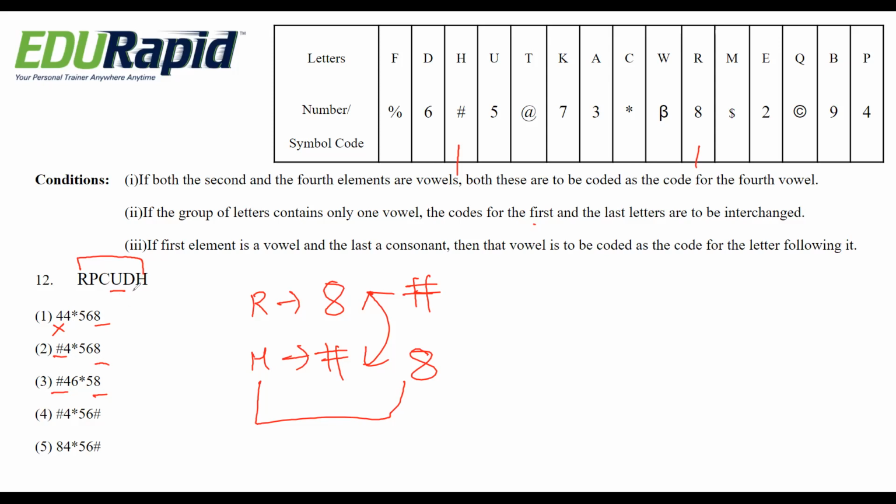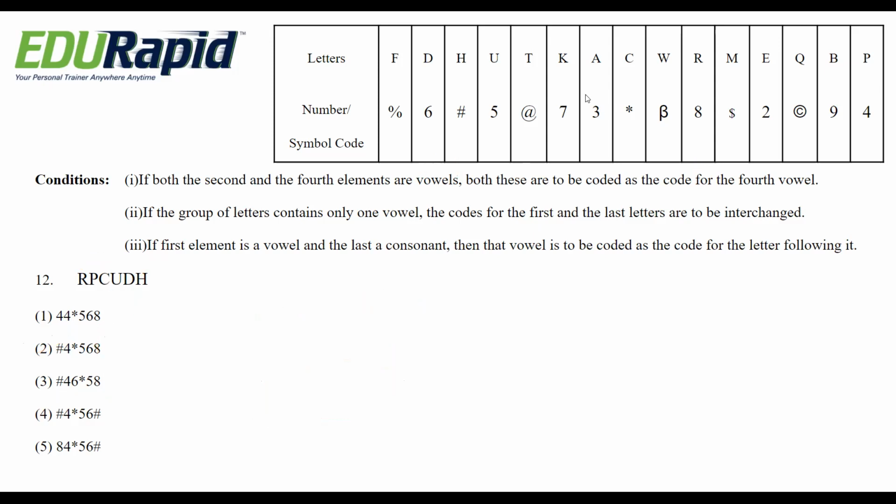And from this, let me check with the D, because the last but one term is different, 6 and 5. For the D, from the table, it is coded as 6. So option 2 is the right answer. Like this, you have to eliminate as soon as possible.